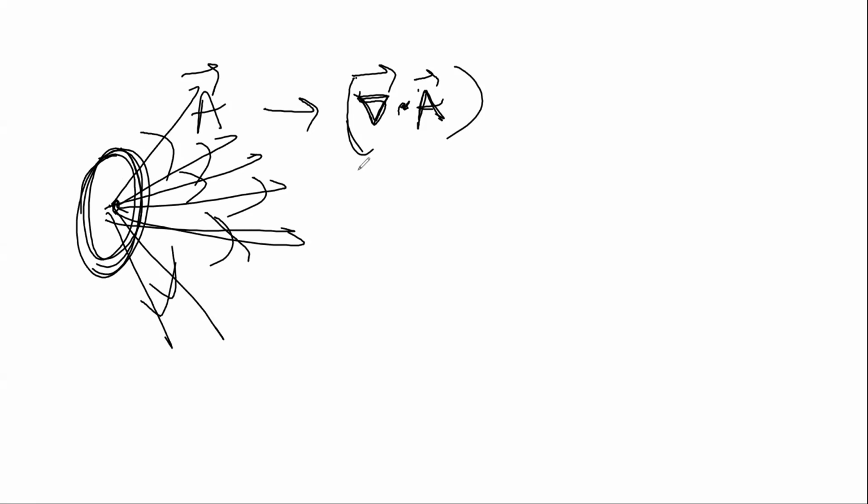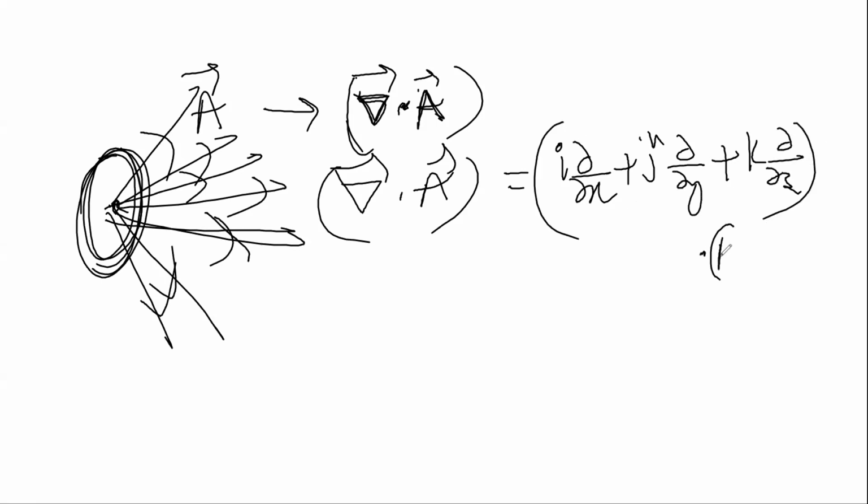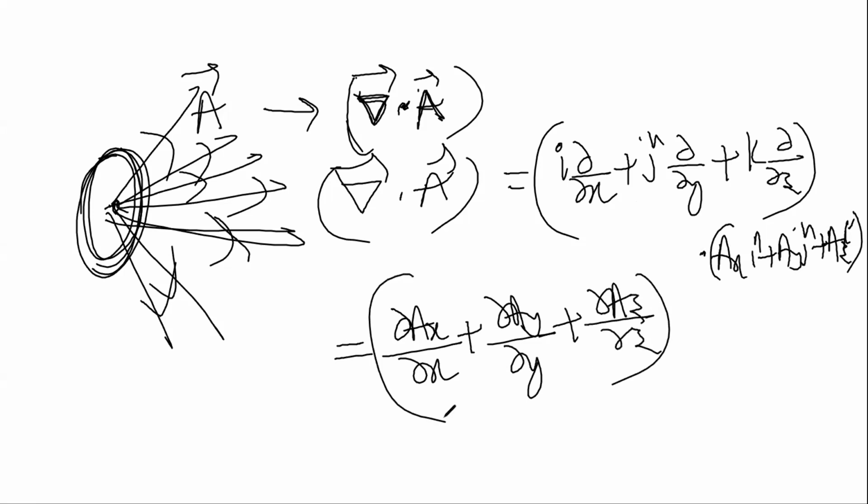Now let me calculate del dot A. You know what is del: i dou by dou x plus j dou by dou y plus k dou by dou z. You have to remember, students, dot A x i cap plus A y j cap plus A z k cap. Now what is my dot product? Dou Ax by dou x plus dou Ay by dou y plus dou Az by dou z.